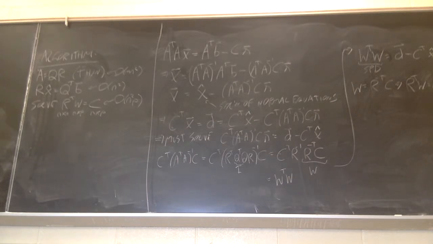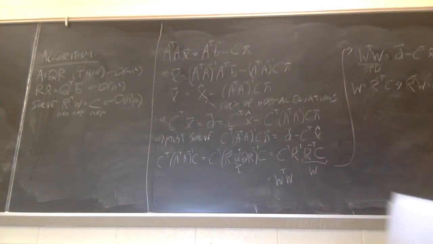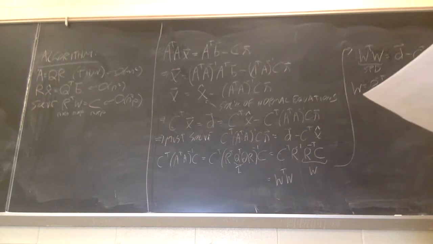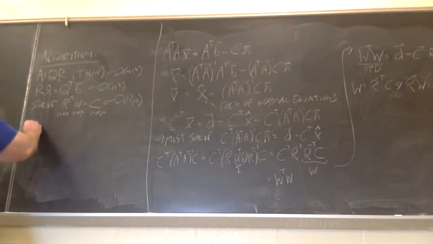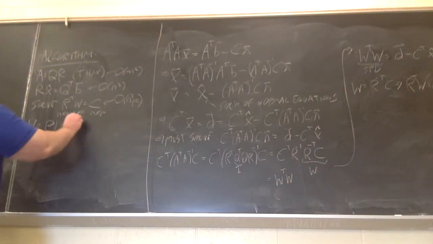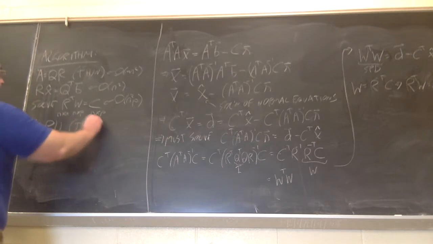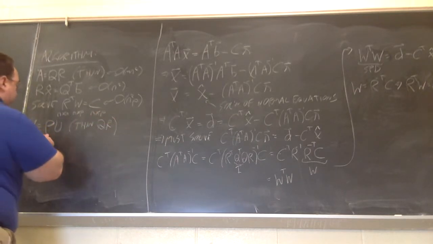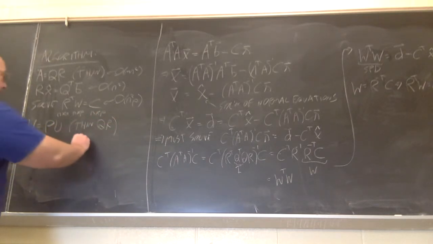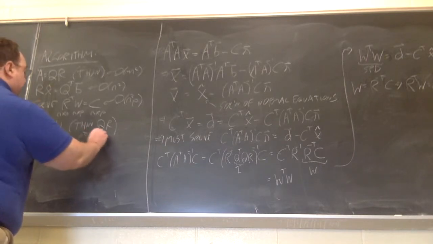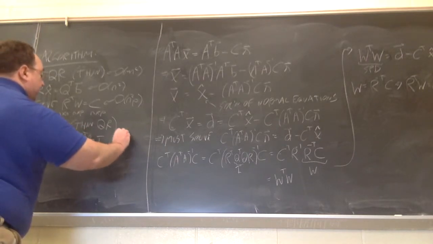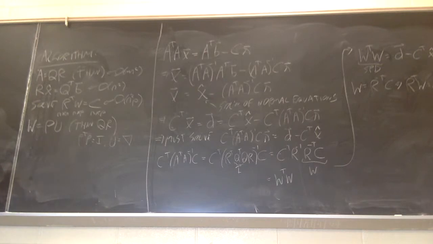Okay, so now I have W. So the next thing I'll do, to set up solving a system involving W transpose W, is a QR factorization. So W is equal to PU. That is another thin QR factorization. So P has orthogonal columns, so P transpose P is identity, and U is upper triangular.